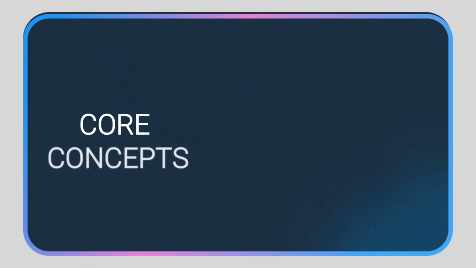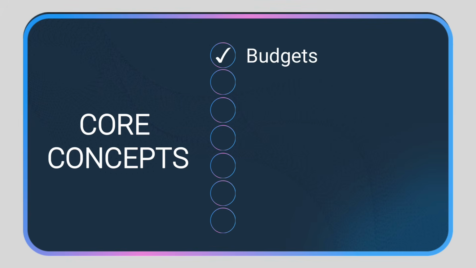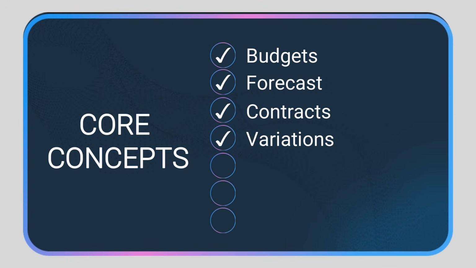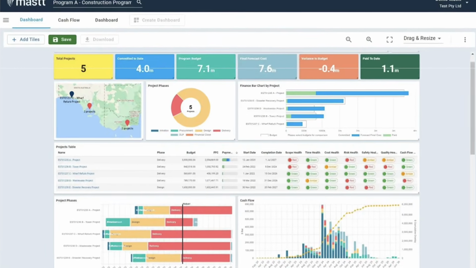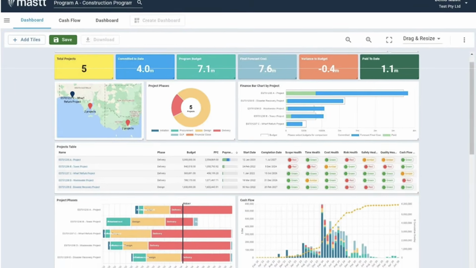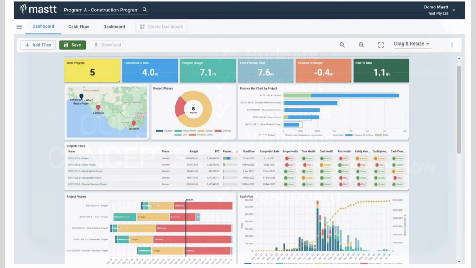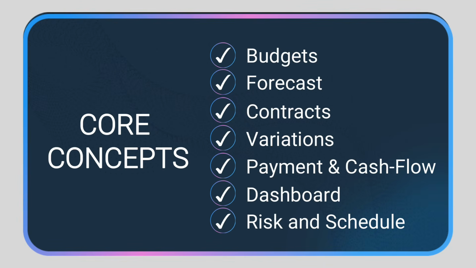The core concepts we're going to be covering include budgets and forecasts, contracts, variations and change orders, payments and cash flow, and then look at some different ways you can present this on dashboards to visualize it, and finally, the key interfaces with other project management domains like risk and the schedule.